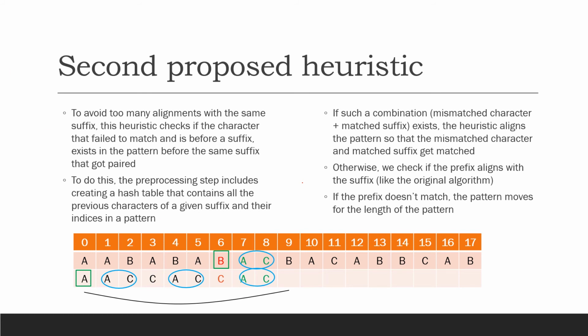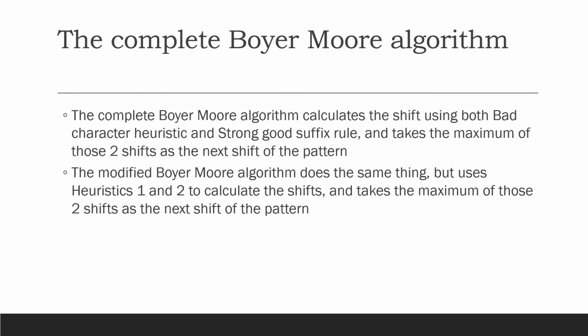The complete Boyer-Moore algorithm first calculates the possible shift using the bad character heuristic, and then also does it by using the strong good suffix rule. The maximum of both possible shifts is taken for the next shift of the pattern. Our modified version of the algorithm does the same thing but uses our two heuristics for calculating the shift.